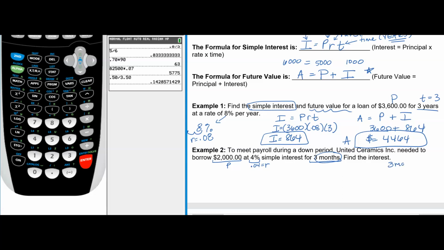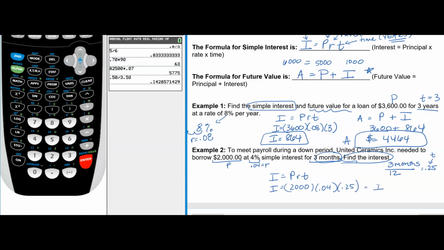Well, you can always just take the months and divide by 12 because there's 12 months in a year. So 3 divided by 12 is 0.25, and you can use a calculator for that. 3 divided by 12, 0.25. That's going to be your T. It asks for the interest, so I'm going to write down my formula, I equals PRT. So the interest equals $2,000 times 0.04 times 0.25.